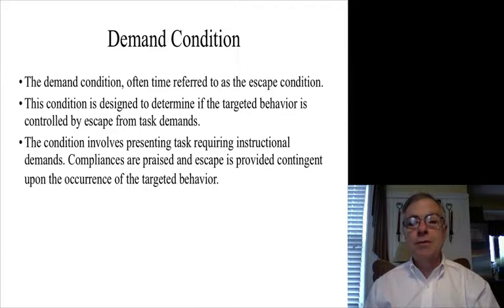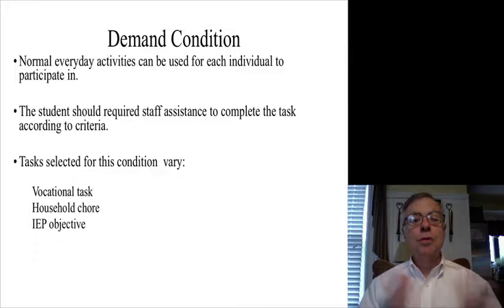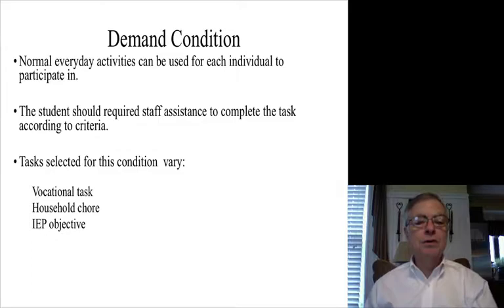So, set the scenario. We basically use normal everyday activities that can be used for each individual. The student should require staff assistance to complete the task according to criterion. So this should not be a task that is on the child's list of maintenance skills. It should be a task that's in acquisition. It shouldn't be something so difficult that they can't possibly do it. Like, we shouldn't be asking this little girl to do some differential equations, but we should be asking her to do something she is beginning to learn that requires some level of focus and attention on her part and some level of difficulty. You can use vocational tasks, household chores, or IEP objectives, which is normally what we use under these conditions.